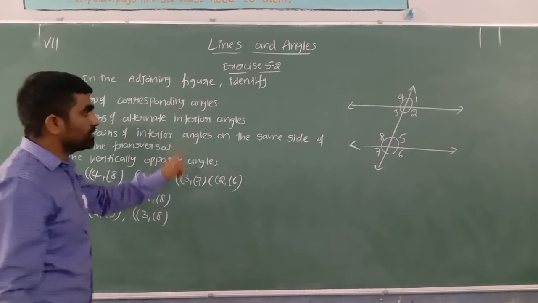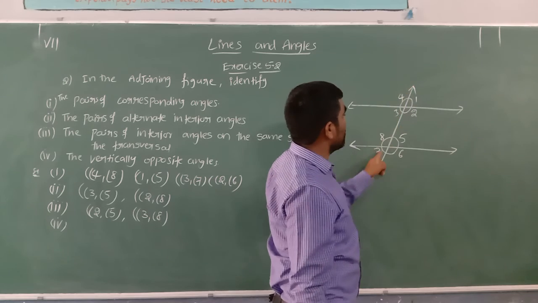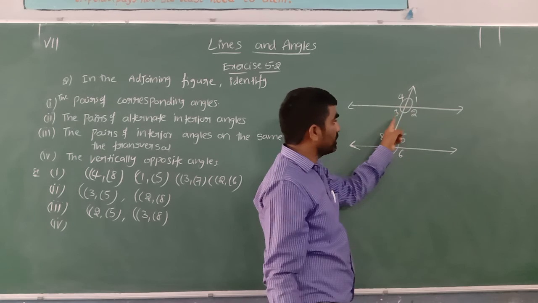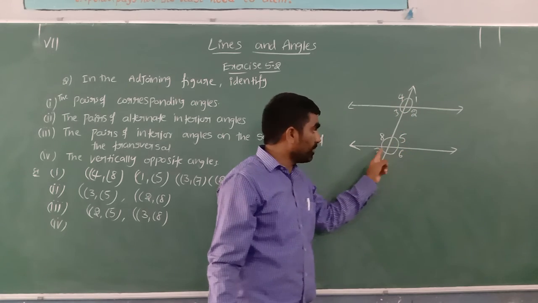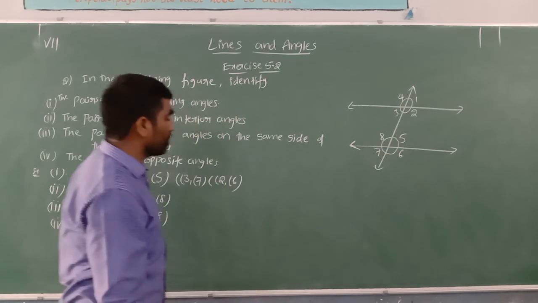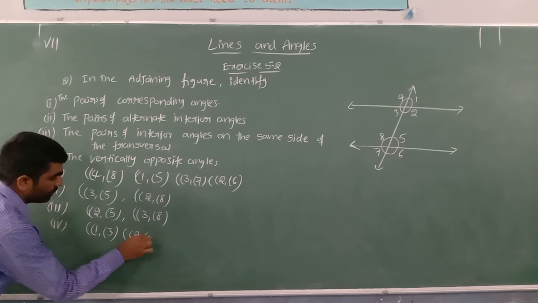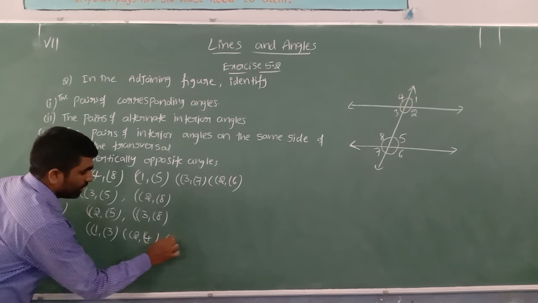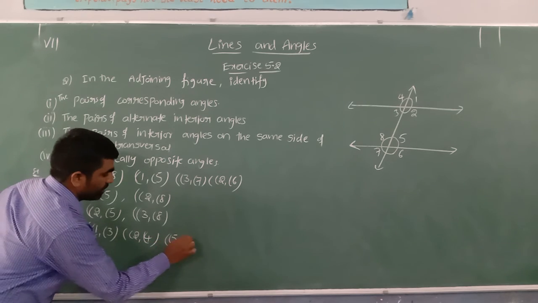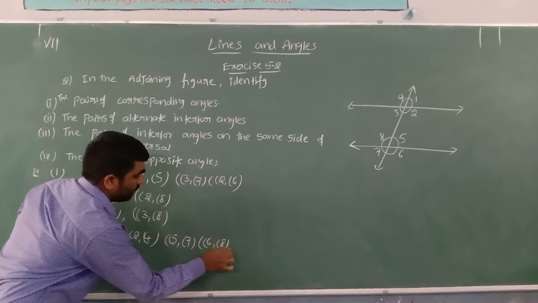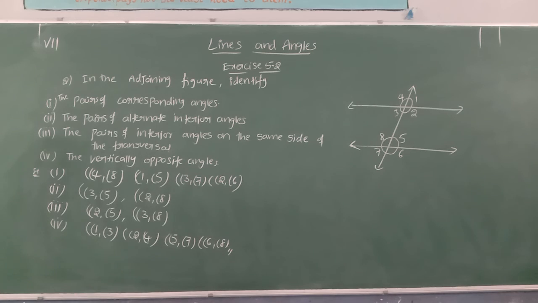The vertically opposite angles. See, when two lines are intersecting, the angles found opposite are called vertically opposite angles. 1 comma 3, 2 comma 4, 5 comma 7, 8 comma 6 are called vertically opposite angle pairs. Let me write: angle 1, angle 3 are vertically opposite angles. Angle 2, angle 4 are vertically opposite angles. Angle 5, angle 7 are vertically opposite angles. Angle 6, angle 8 are called vertically opposite angles.